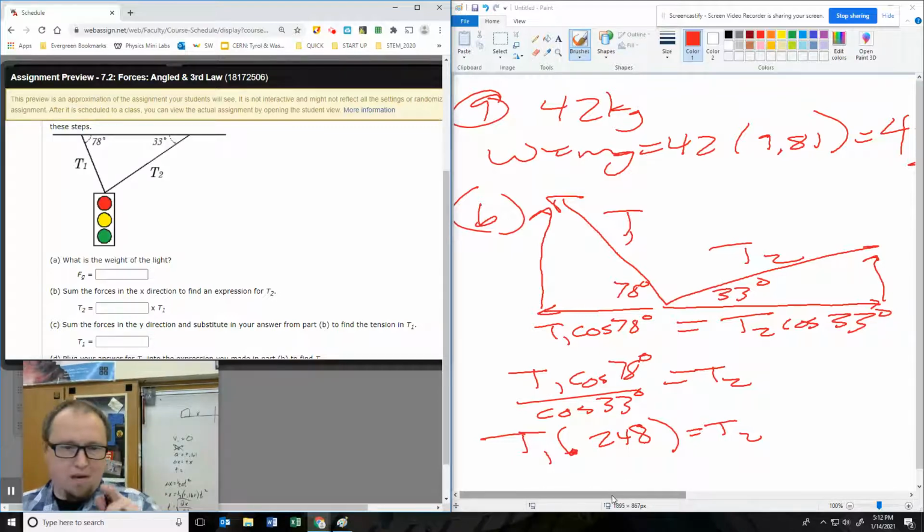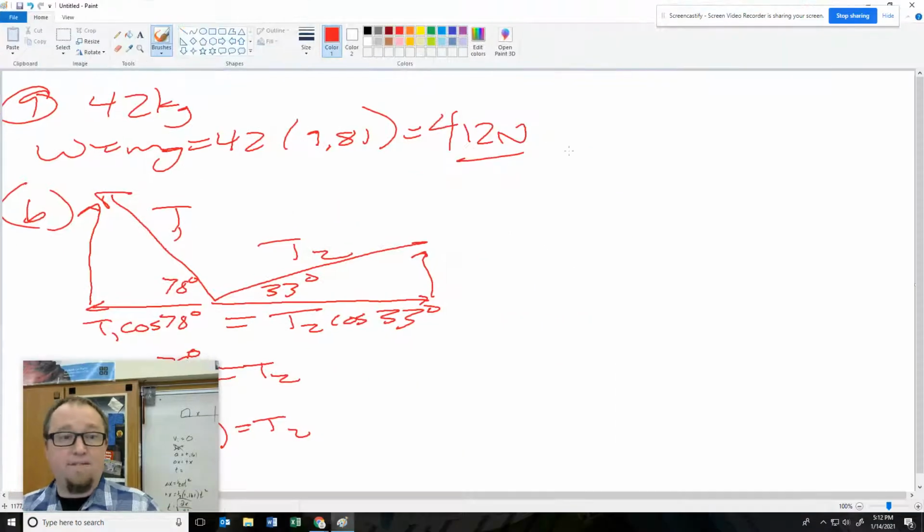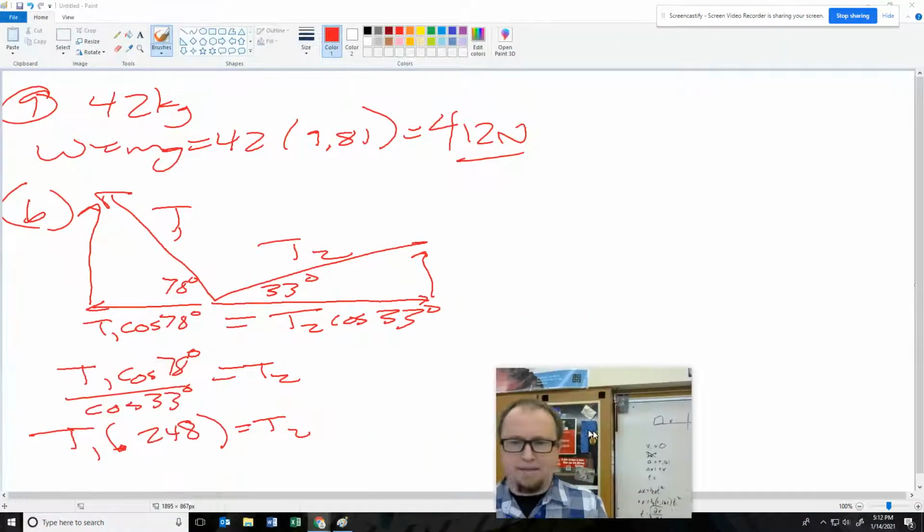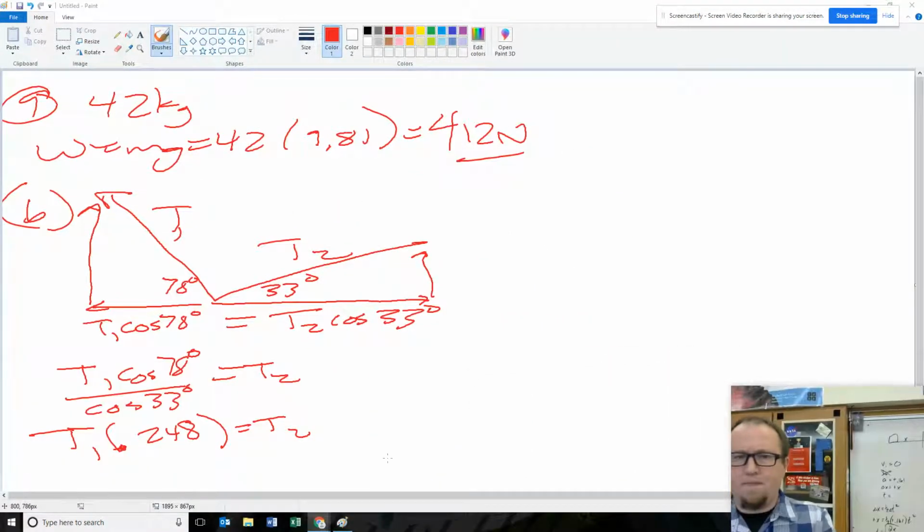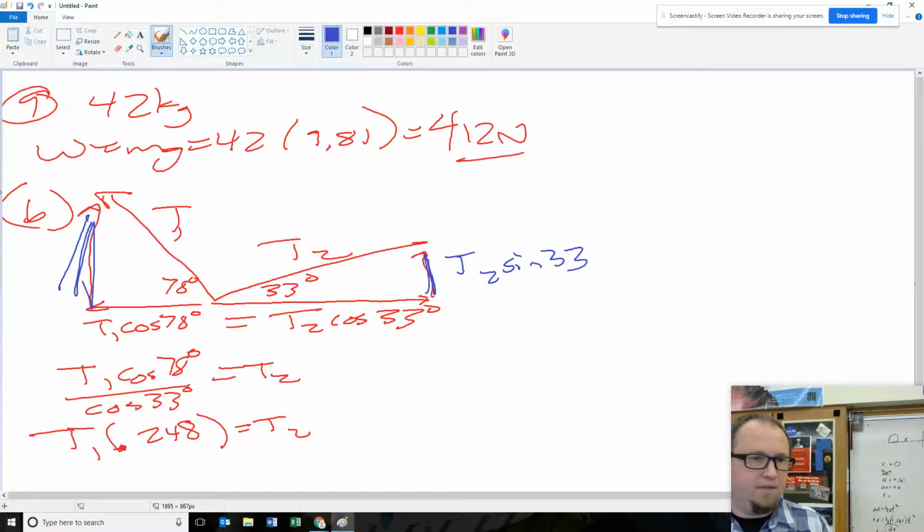So here we go. We're going to come back to this. Actually, I'm going to make this big. We need to find the vertical components. I'm going to change color for vertical. My vertical is going to be blue. T2 sine of 33, and this one here is T1 sine of 78.